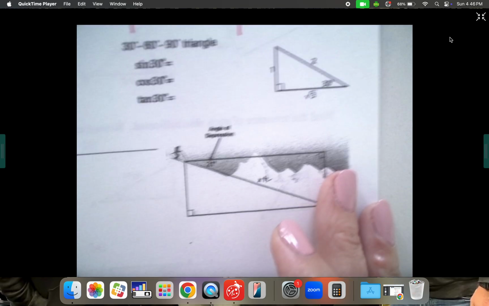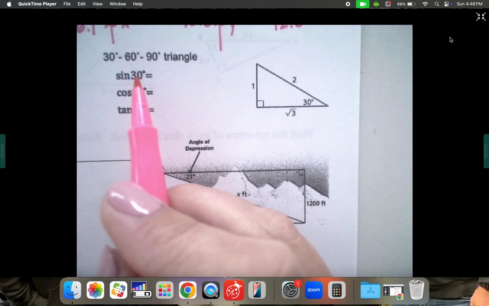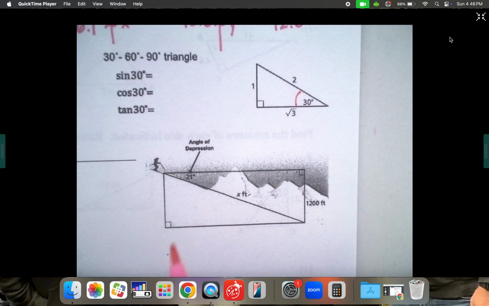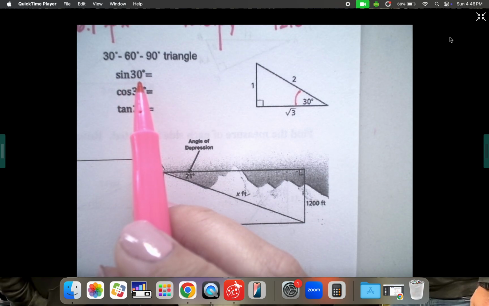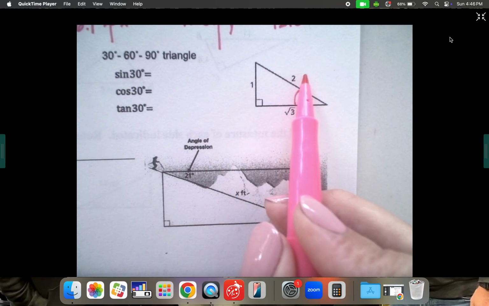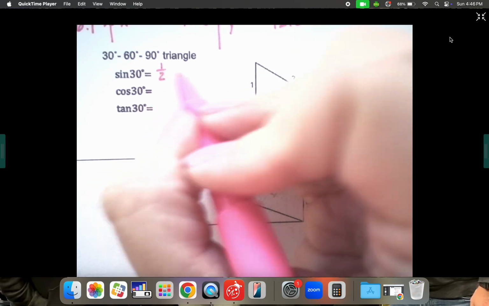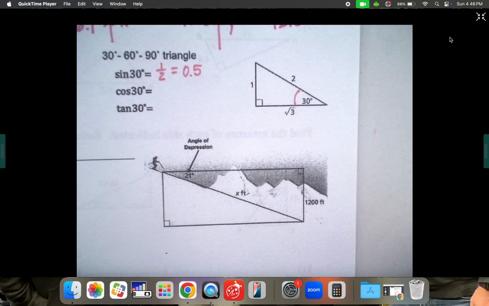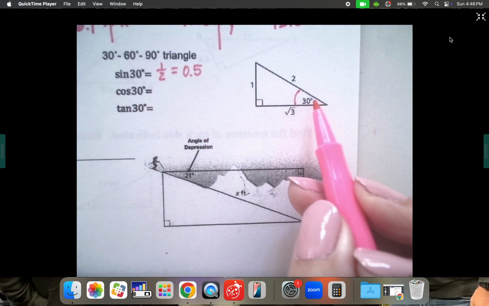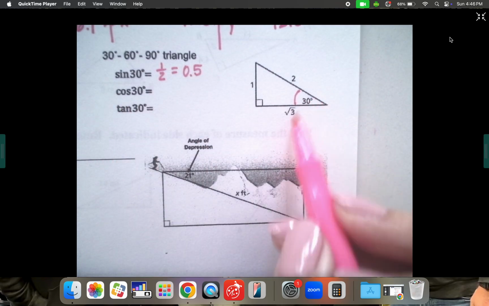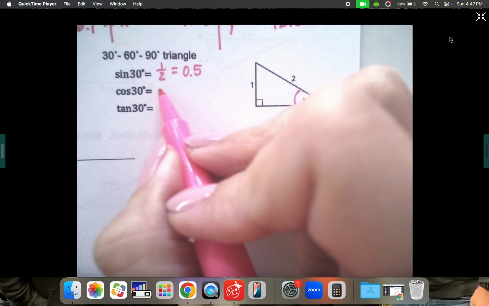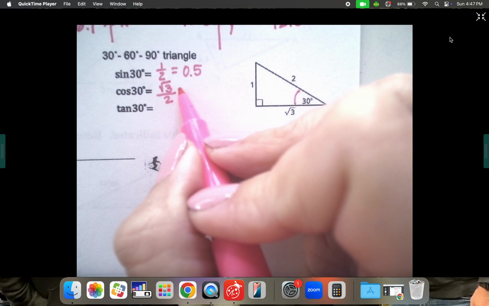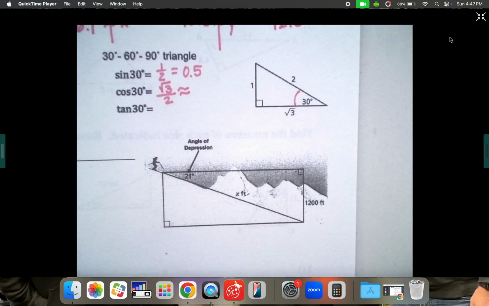Okay. For our 30, 60, 90 triangle, we're talking about the 30-degree angle, so we're always looking from this one. For the sine of the 30-degree angle, that would be opposite over hypotenuse, so 1 over 2, so 1/2. And since we did decimal answers, we'll keep it decimal, 0.5. For cosine of that 30-degree angle, cosine, remember, is adjacent over hypotenuse, so that'd be root 3 over 2. That's going to probably need to be rounded. So let's see what that is.